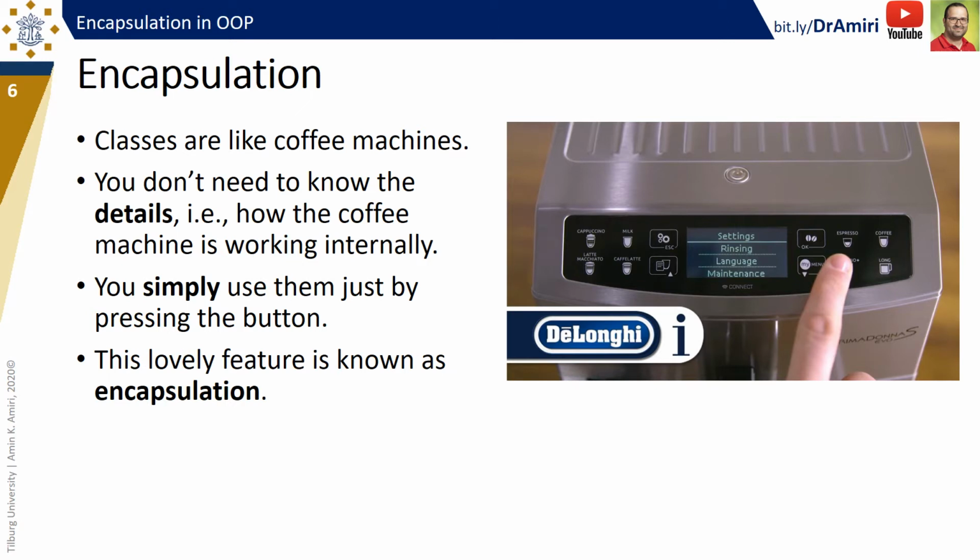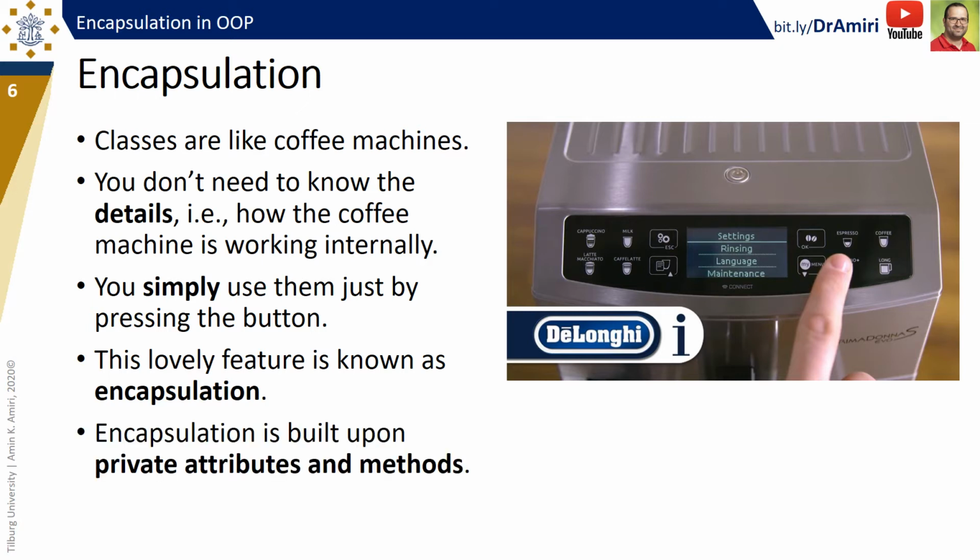So this lovely feature is known as encapsulation. That means you don't know what is going on inside the machine. You just need to know how to use the machine. So the details are hidden from you. Encapsulation is built upon private attributes and methods. So we need to learn what a private attribute is to be able to understand what encapsulation is and why it's going to be so useful to us.